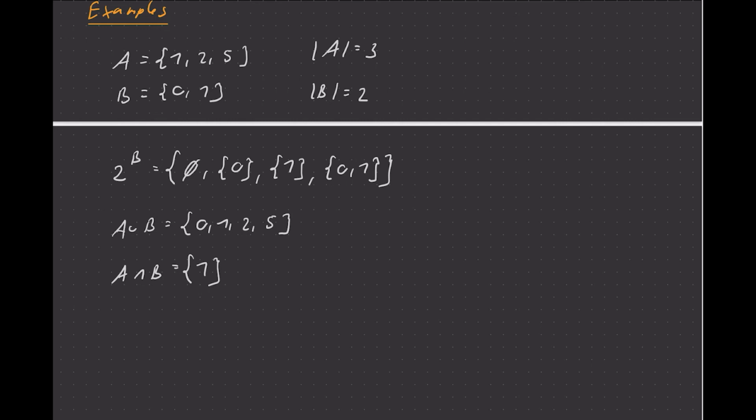Or we could take the set difference. Let's try A less B first. So we're starting with A. And we're taking out the numbers 0 and 1, so that leaves us with 2 and 5.